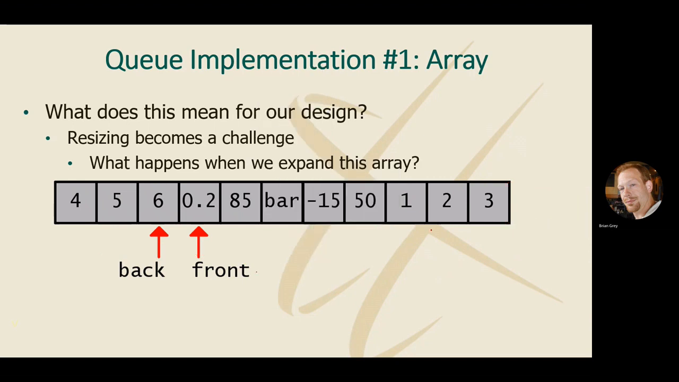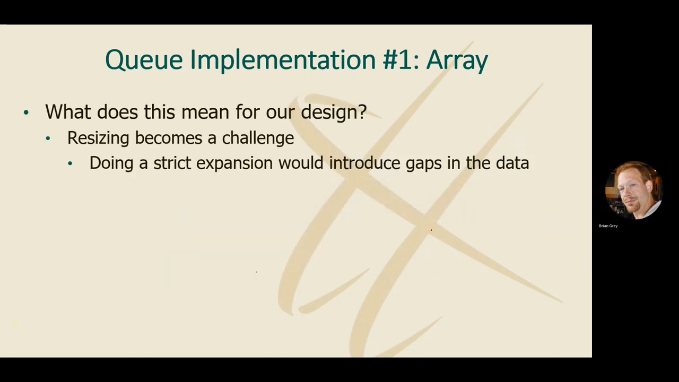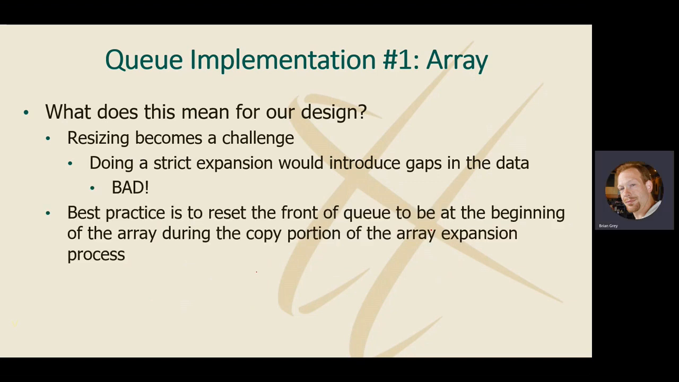So what do we do? Right? What we do is, as we're copying our data, we reset the front of our queue to be at the beginning of the array. That way, we have control of it and things work out for us.